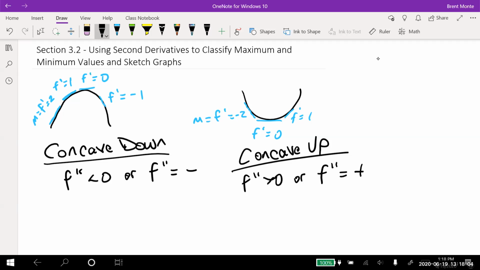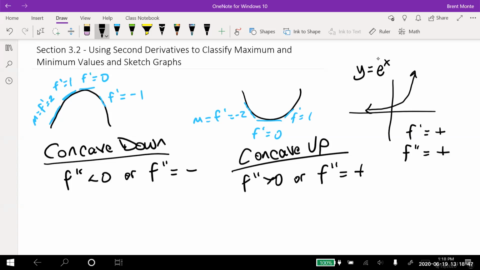Now, don't get confused. This upward parabola is concave up the entire way, but it doesn't have to be an entire parabola to be concave up. For instance, think of an exponential graph. Here's maybe the graph of y equals e to the x. That graph is concave up as well, even though it doesn't go up on both sides like a parabola does. Notice in this case, the entire time the first derivative is going to be positive because the graph is increasing. And the second derivative is going to be positive because the slopes are going up faster and faster.